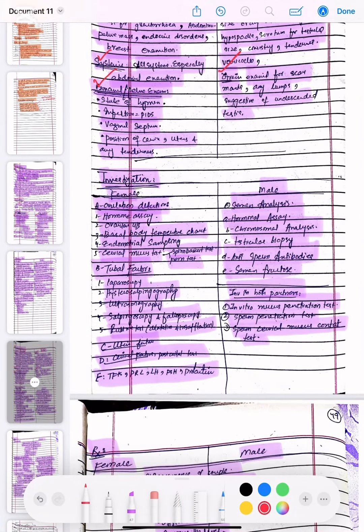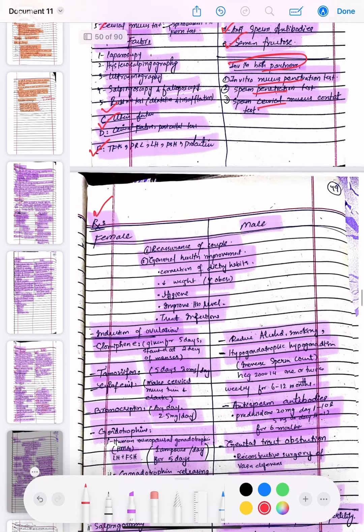The investigation options for female are ovulation detection, tubal factors, uterine factors, cervical factors, and function tests. In male, semen analysis, hormonal assays, chromosomal analysis, testicular biopsy, sperm antibodies, and semen fructose are done. The investigations in both partners are the in vitro mucus penetration test, sperm penetration test, and sperm cervical mucus contact test. Then the treatment options for female and male are different.